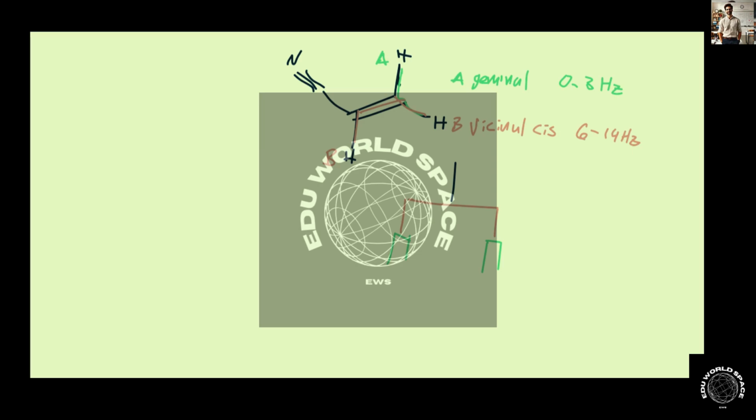One very large splitting from B, and then one very small splitting from A, which you'll notice corresponds to option 3.